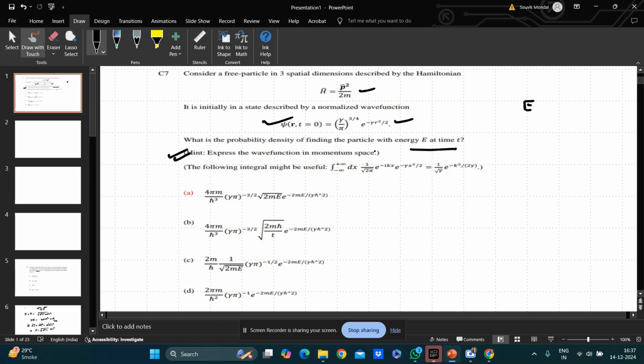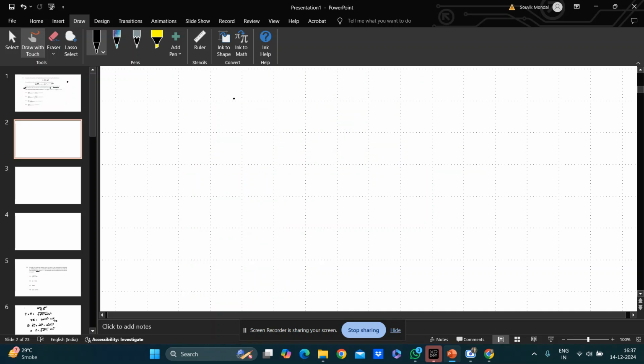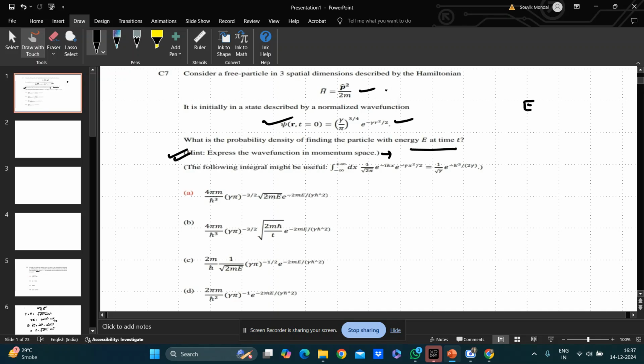You have to get the hint, and if they haven't given the hint, then you should also know how to approach this problem. In this problem, there is no spatial part, there is no Vx, so only the kinetic energy part. The energy is basically the kinetic energy, which is directly the p squared term.